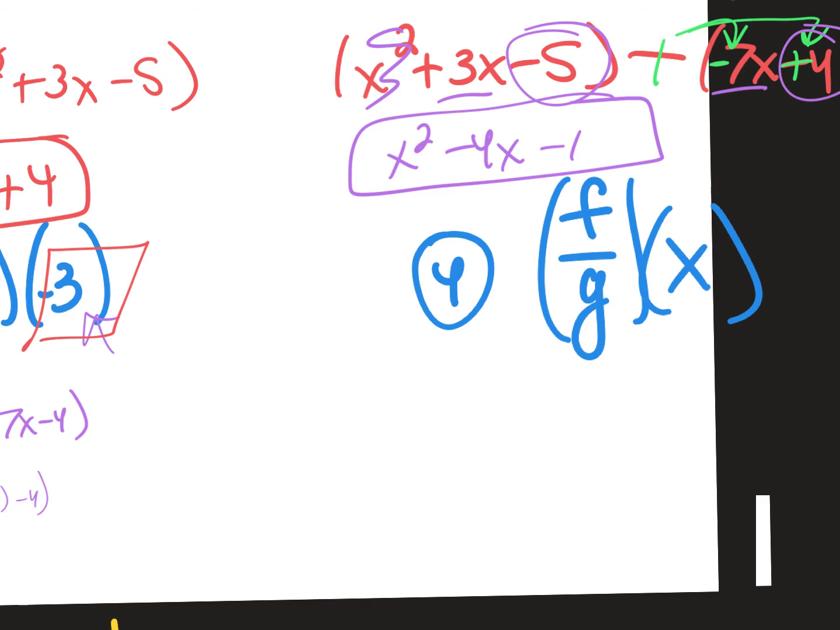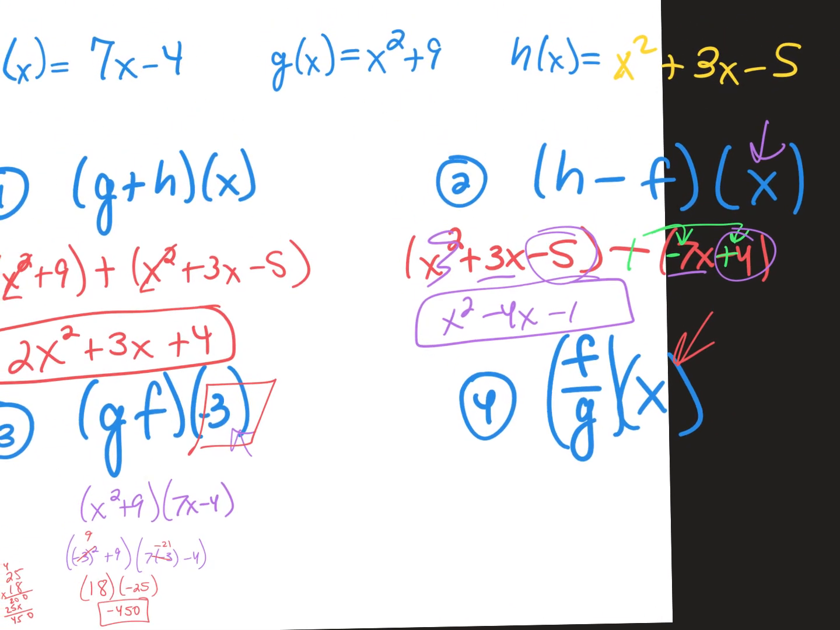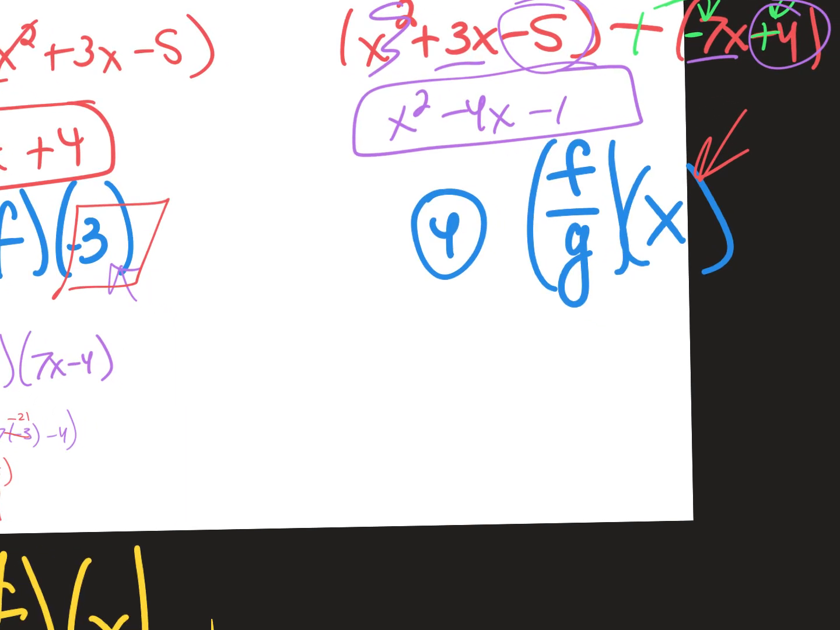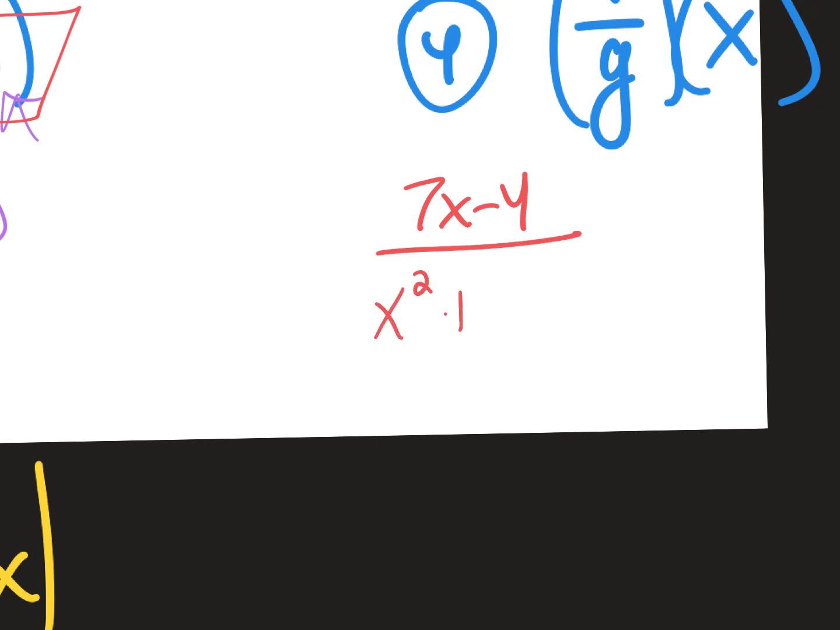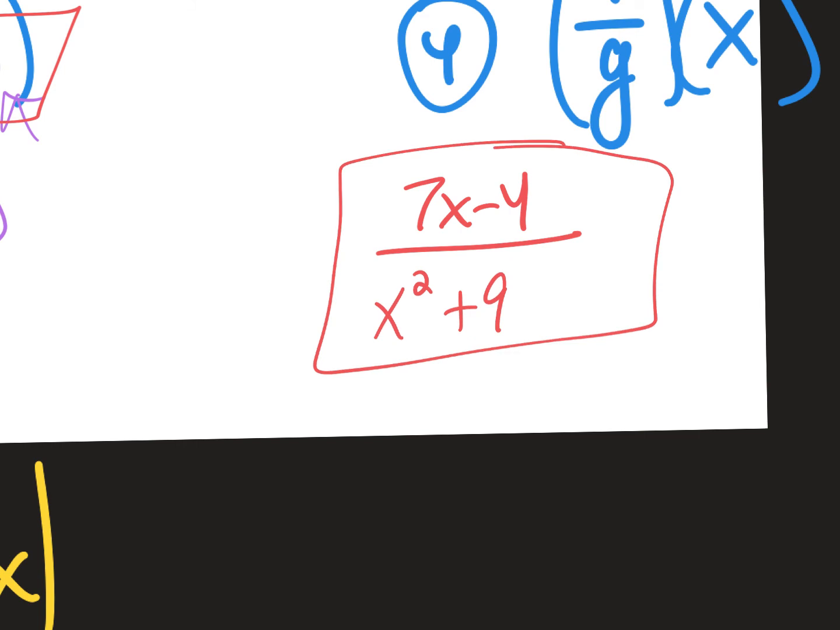So let's look at number 4. Number 4 is saying, hey, leave my answer in terms of x. So the f function is 7x minus 4, and my g function is x squared plus 9, right? Can I combine anything here? Can I cancel anything out? Is there anything else I can do? No, this is it. But I do have domain restrictions.